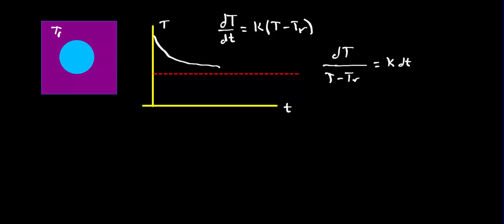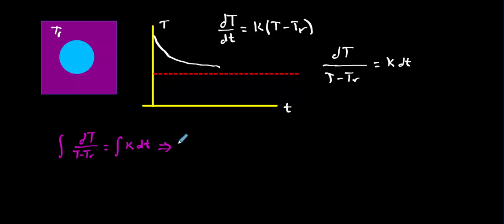So if you notice, I can set up an integral. On the one side I've got the integral of dT over T minus TR, and on the other side I've got the integral of K dt. So what I need to do now is integrate both sides. Now notice that T sub r is just a constant. This is the surrounding temperature. And T is my variable.